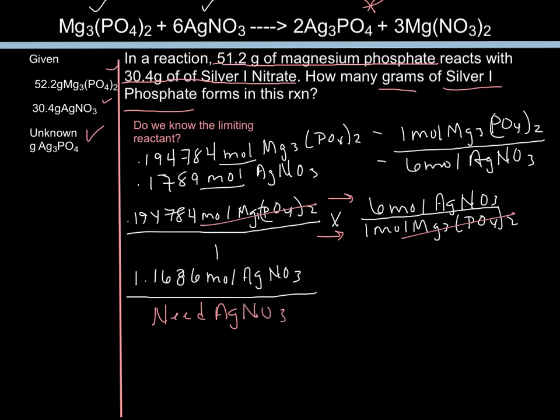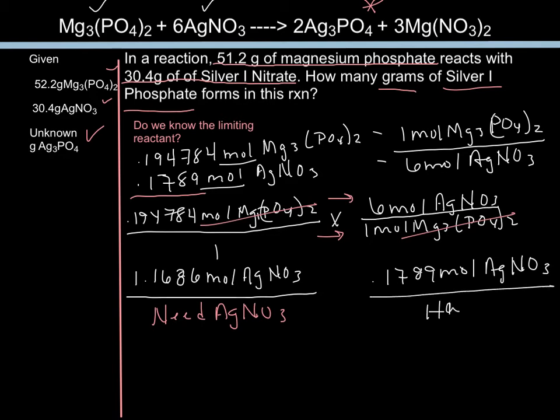Okay, now this number here, our given that we converted to moles, this is what we actually have of silver nitrate. Right? So we have 0.1789 moles of silver nitrate. This is what we actually have. So this is what I need. This is what I actually have to work with. Now, all you got to do at this point is figure out which number is bigger, 1.1686 or 0.1789. Okay, it's pretty simple.